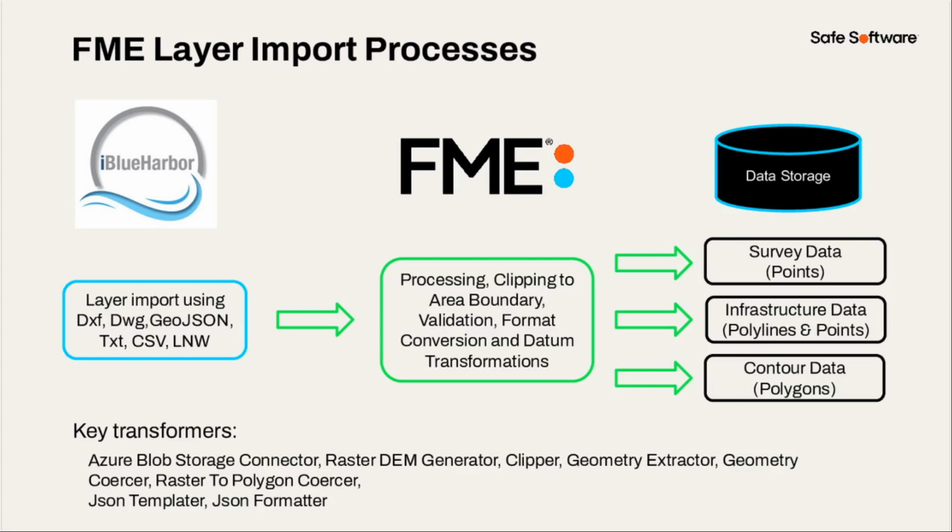All this runs through FME and does all the transformations, and then stores this in the back-end data. The survey data would be points for the multi-beam, infrastructure would be polygons and points, and then we create polygons of the contour data. Right now we save it in 2/10 steps for later use in our tools in the app. And just some of the key transformers we use in those processes: one of our big ones is the DEM generator, and then Clipper, and then we extract those geometries with the geometry extractor. And then of course everything goes in JSON format, so we use the templater and formatter, and then store that in our backend database.